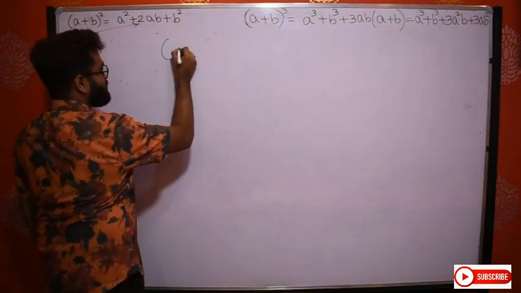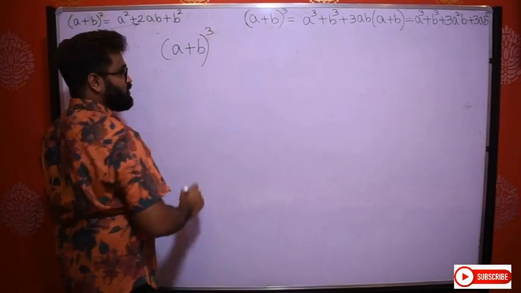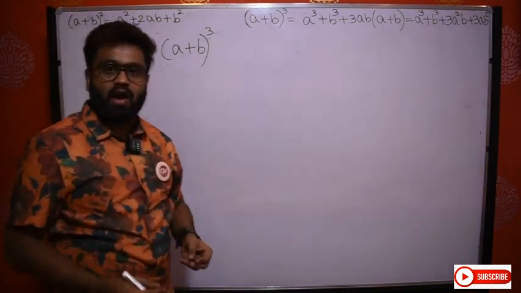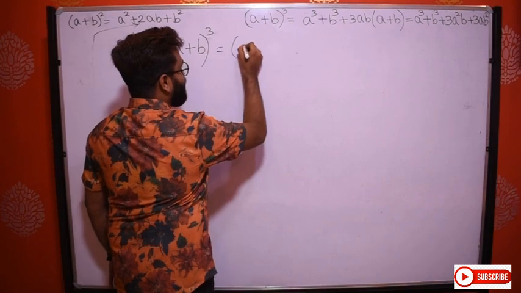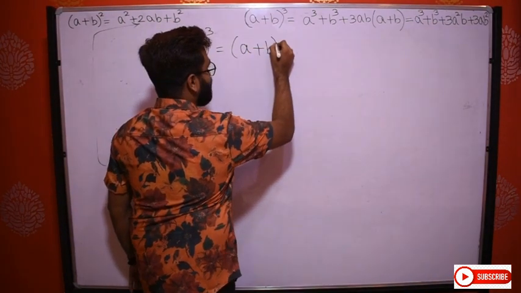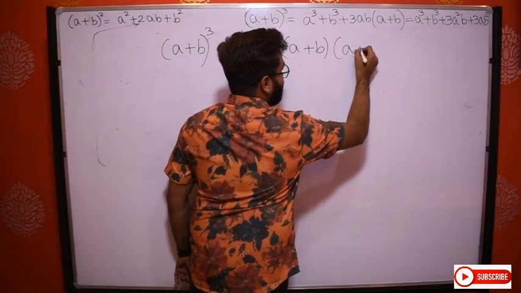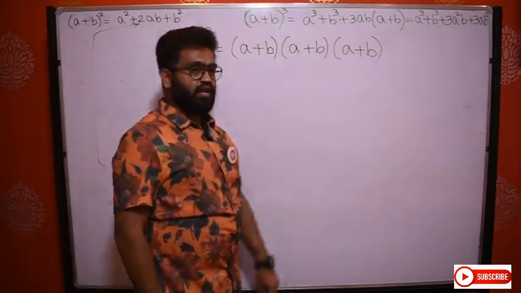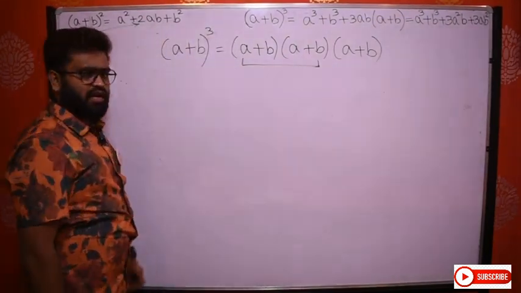Now, similarly, solving (a+b) whole cube. So cube is (a+b) multiplied 3 times. 1, 2, 3. See, this has been multiplied 3 times. So this I have already derived.